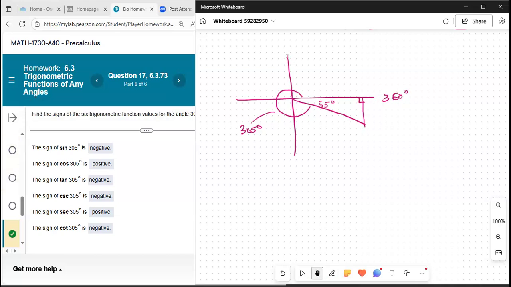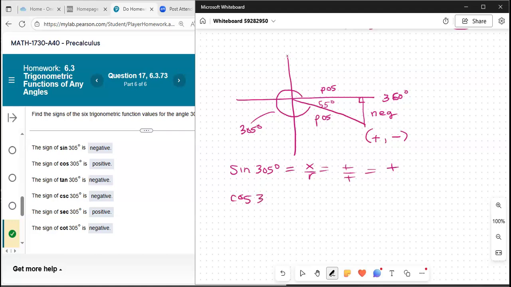So let's look at the x's. The x is positive, but the y is negative. So we have the x is positive, the y is negative. And of course, the hypotenuse is always going to be positive. So the sine of 305 degrees is x over r, which is a positive over a positive. So the sine is positive.